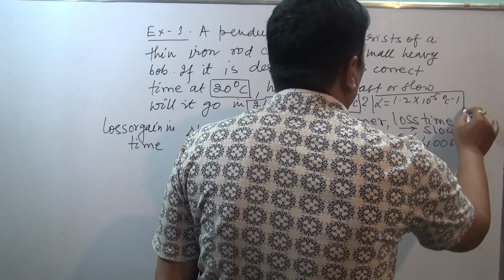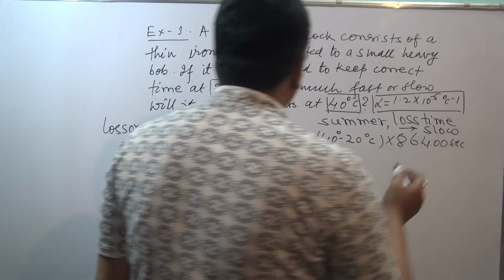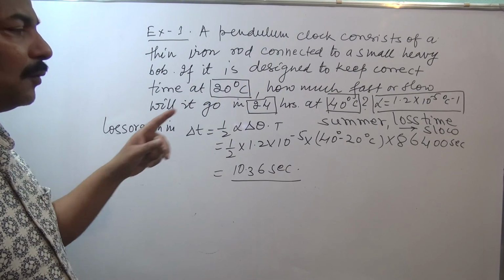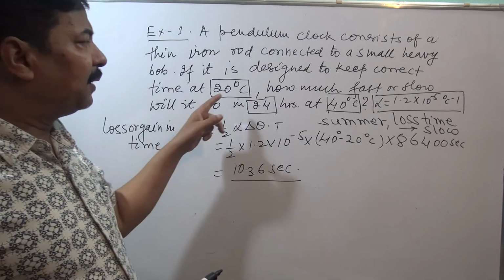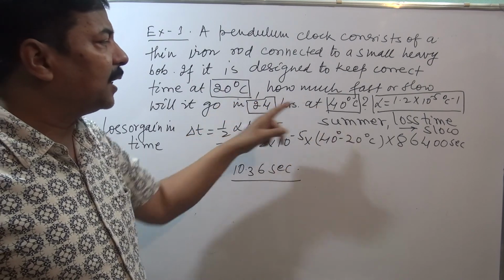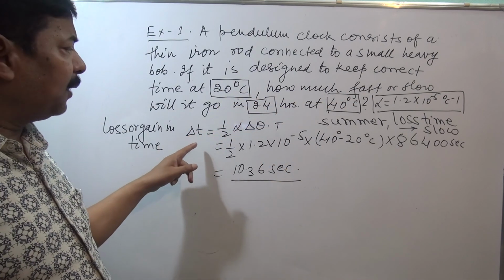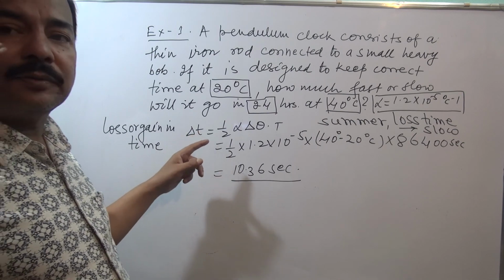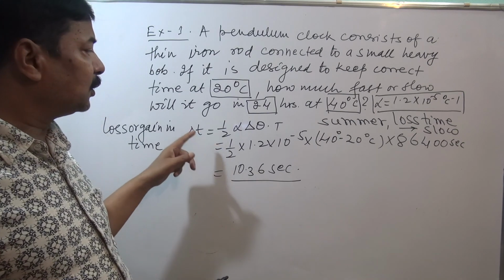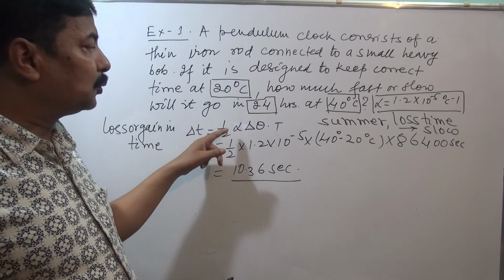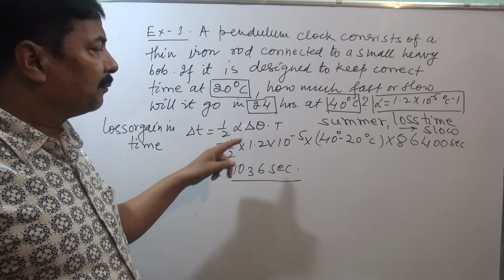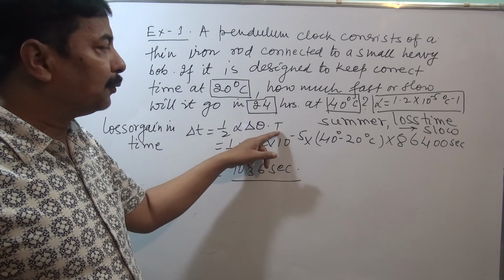So first of all, you should understand what is given in the question and what you have to find. Given in the question: change in temperature, the time, the alpha, and then the working formula is this, which I have shown you as the standard results. So delta t is equal to 1/2 alpha delta theta t. This t is what? This is 24 hour.